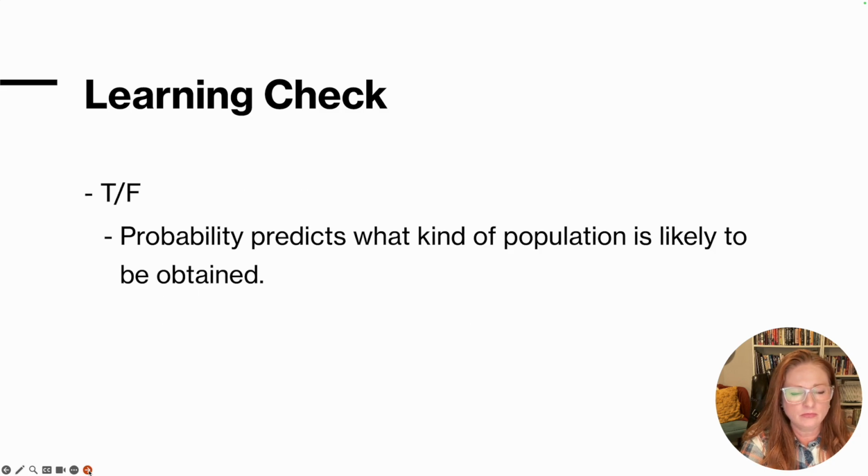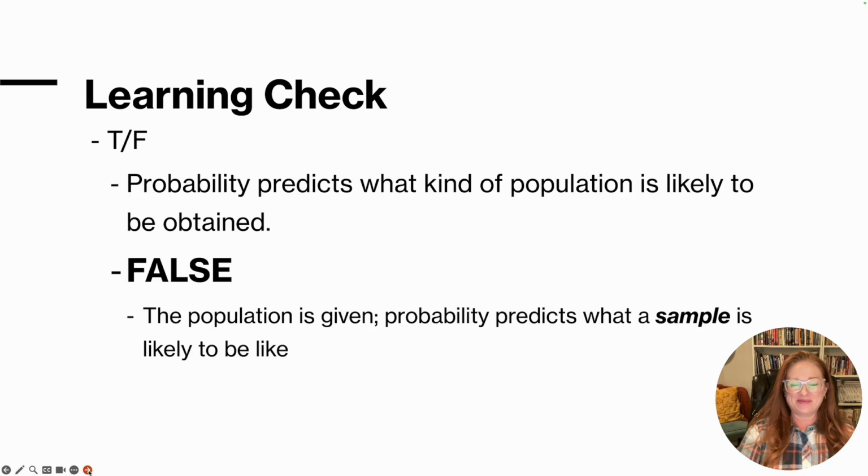Okay. True, false. Probability predicts what kind of population is likely to be obtained. False. Population is given. Probability predicts what kind of sample you're likely to be obtaining, right? So the population just is. You can't really manipulate a population. What you're looking at with probability is trying to tell you how good of a sample you're really pulling.